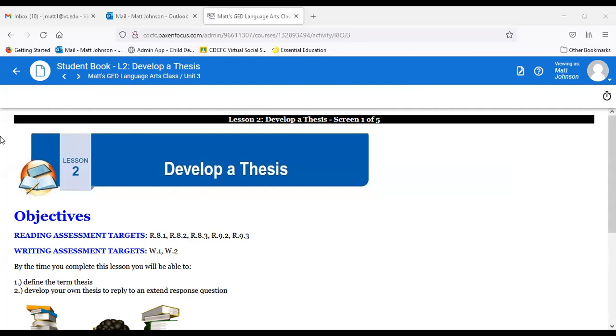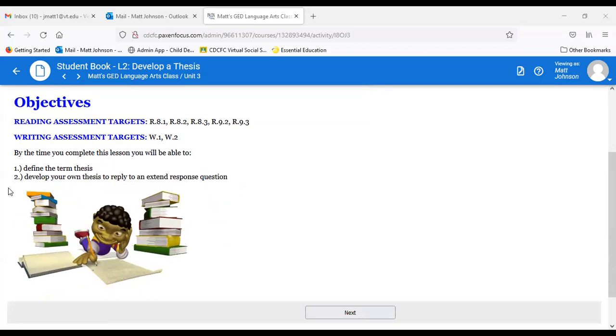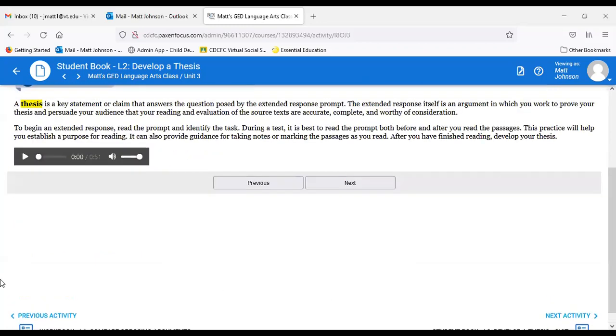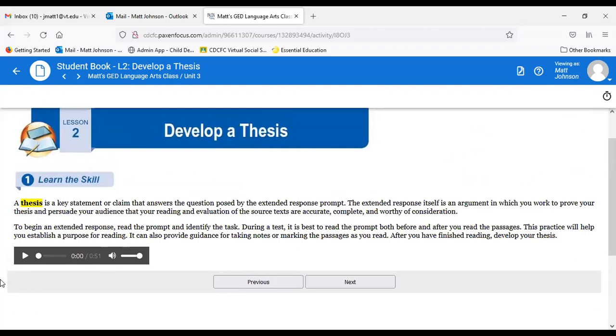So like it says here, by the time you complete this lesson, you'll be able to define the term thesis, which we already know quite a bit about, and then develop your own thesis to reply to an extended response, or the extended response question. So that's setting us up for our writing here. And just in general, this is really going to help reinforce a lot of what we've already looked at. So let's listen to our audio.